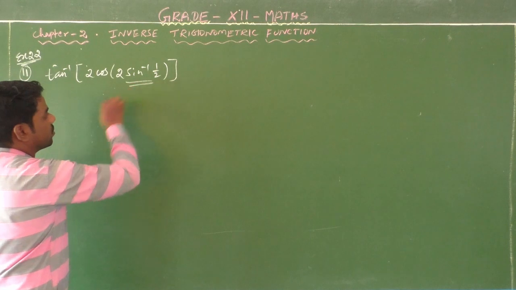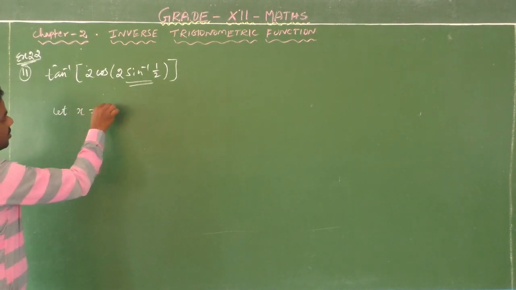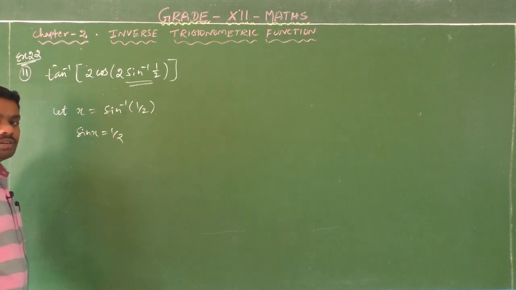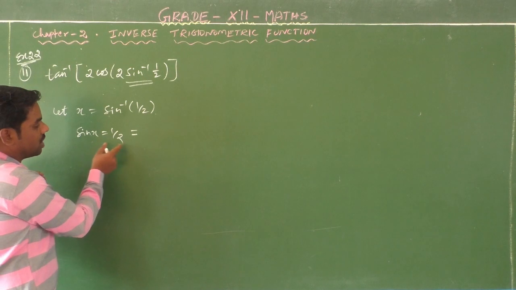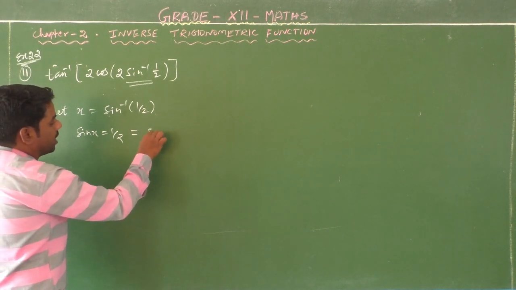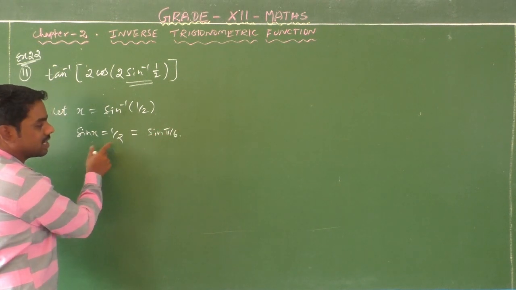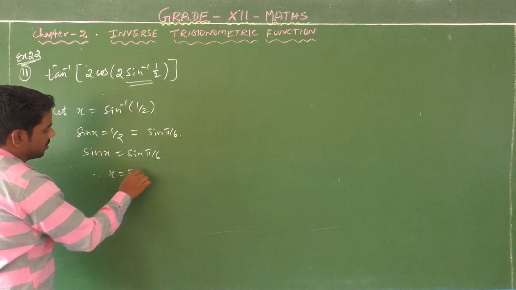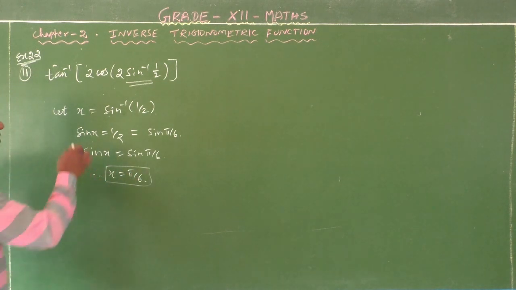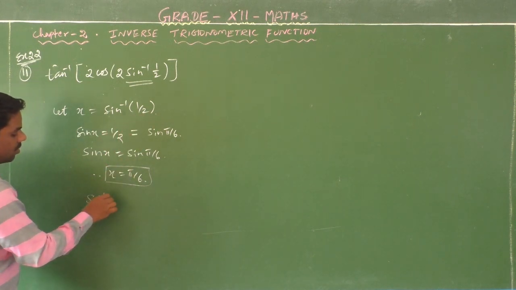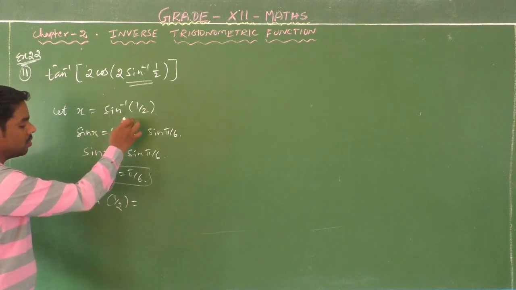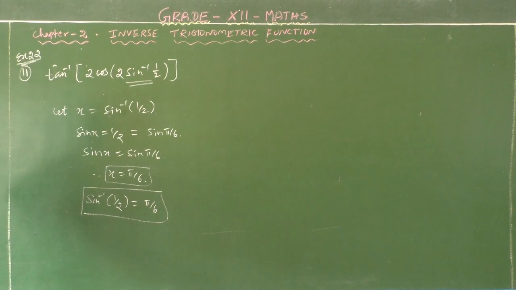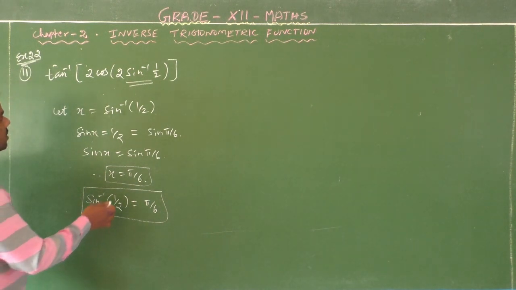First you find the value of sine inverse of 1 by 2. Let x be equal to sine inverse of 1 by 2. Then sin x is equal to 1 by 2. Sin pi by 6 is 1 by 2, so sin x equals sin pi by 6. Therefore x is equal to pi by 6. So the value of sine inverse of 1 by 2 is pi by 6. Substitute this value in the given question.